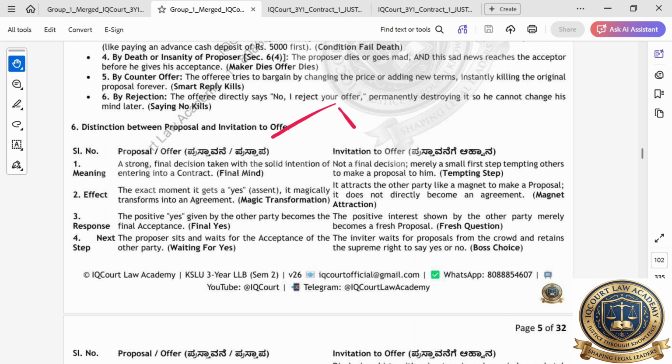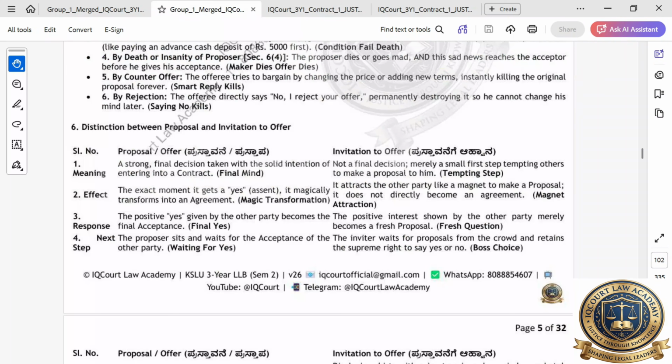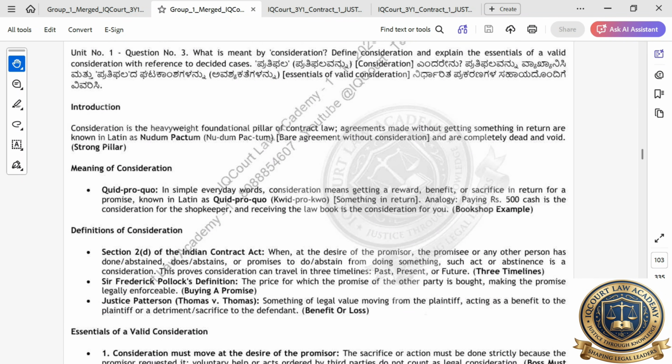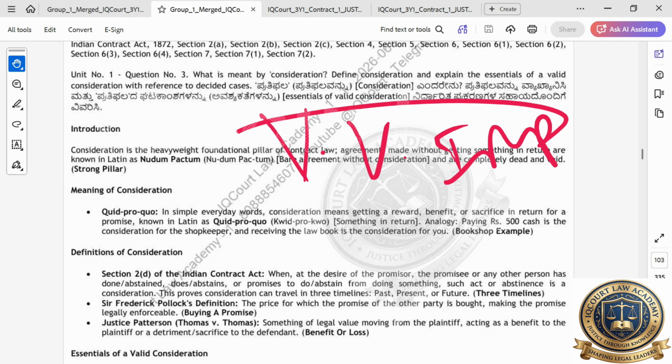So distinguish, we have to write distinguish everything you have to write. Let us go to the next question. Next question is this one. This is very, very important. They will ask in a different way related to consideration.